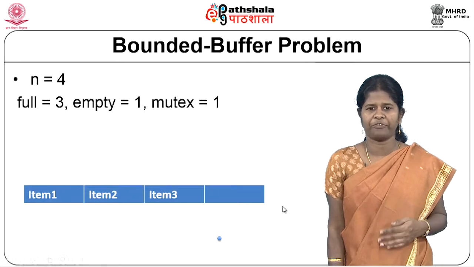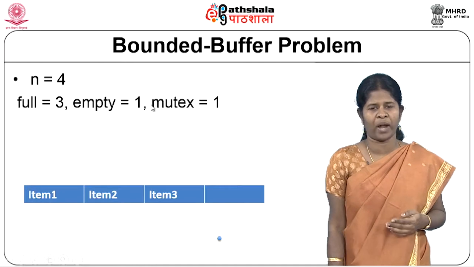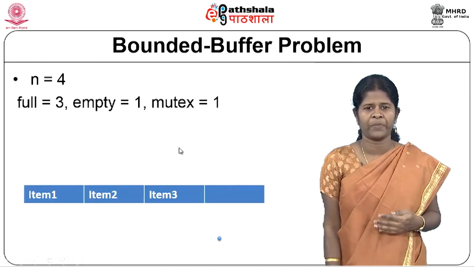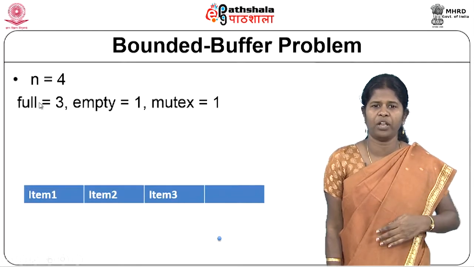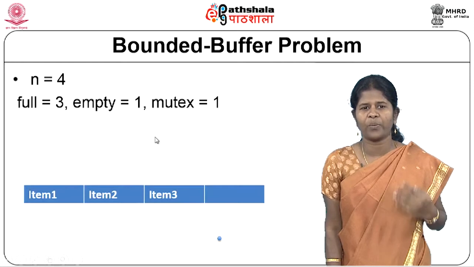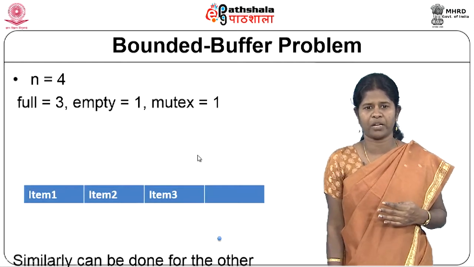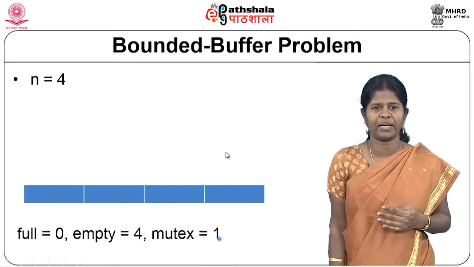So after consuming the first item, it has signaled empty and the value of empty has become 1. It has signaled mutex, the value of mutex also has become 1. Now before consuming the next item, it should wait on full and wait on mutex. So the value of full should become 2 and the value of mutex should become 0. So similarly, it can be done for the other items.